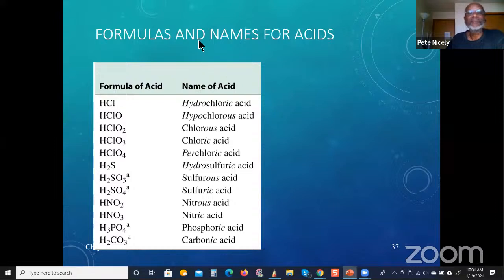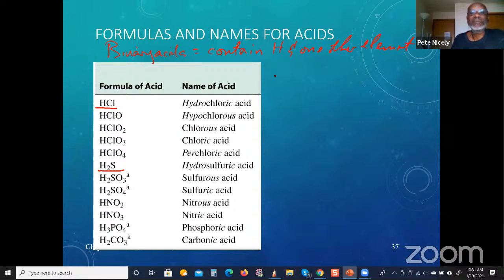And let's talk about the names for acids. All right, now, when it comes to naming acids, I'm going to start off with the binary acids. So for binary acids, we're talking about acids which contain hydrogen and one other element. All right, so we're talking about HCl, H2S, and some others, all right?